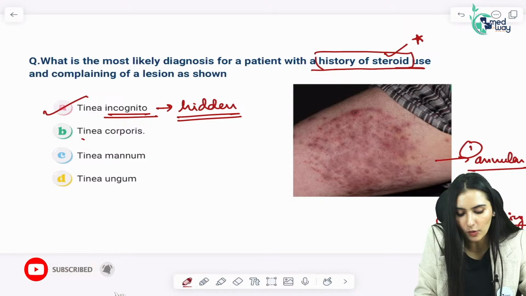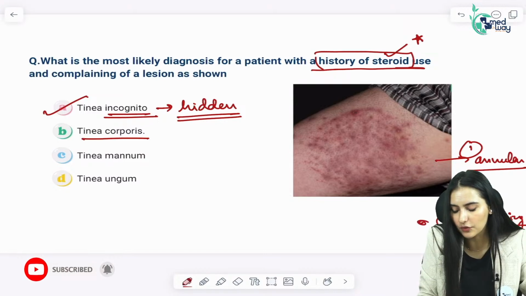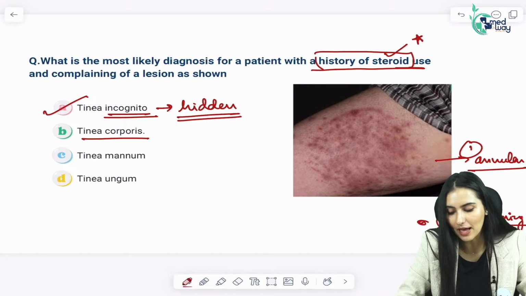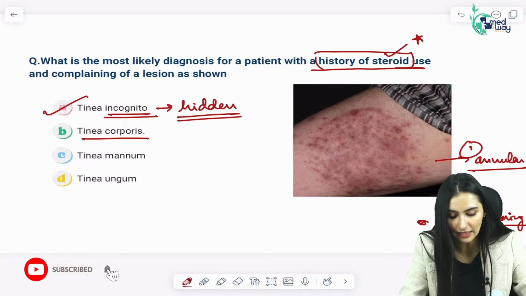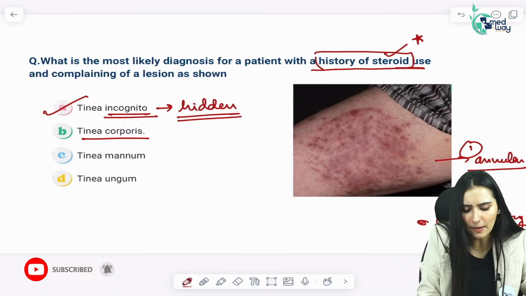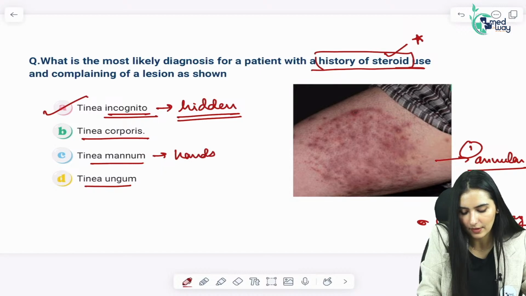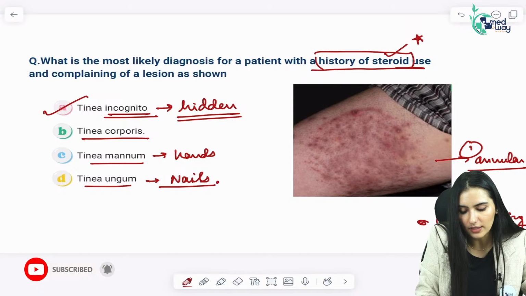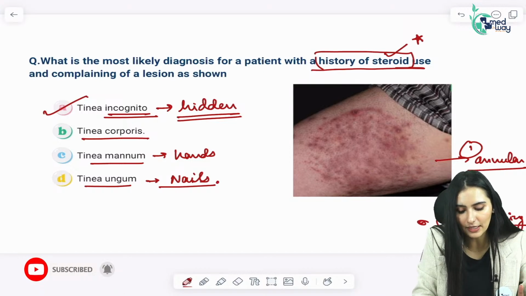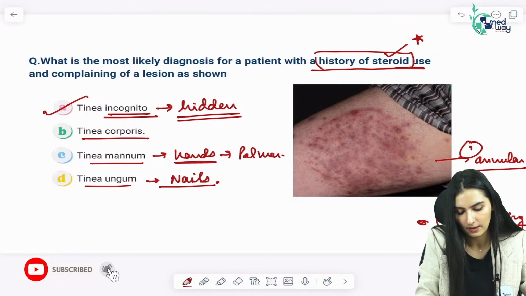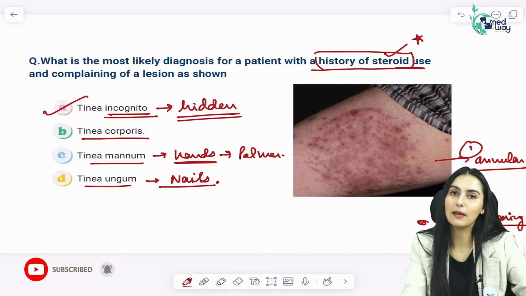Why is it not tinea corporis? This would be the lesion for tinea corporis. You would have activity at the periphery and you would have clearing in the center. That is what is tinea corporis. What is tinea manum and tinea unguum? Tinea manum is on the hands and tinea unguum is for the nails. So if you have a picture with a nail in it and they're asking for tinea, that is tinea unguum. If you have a picture of a hand, specifically the palmar surface, and they're asking what it is, tinea manum.